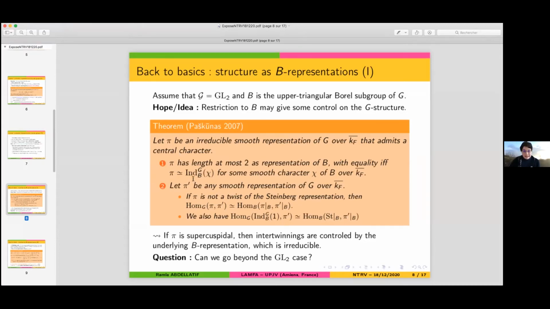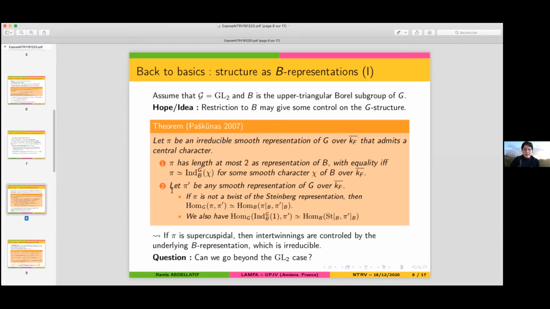So first, you know the length as a representation of B, and basically you can distinguish a bit between the representations, because if you start from pi, you know that it's irreducible, you know it's infinite dimensional, you know its restriction to B is irreducible. Well, then it's either a twist of the Steinberg or supersingular. And you have other tools at hand to see whether it's a twist of the Steinberg, because that would mean it is non-supercuspidal, okay? So it's already something.